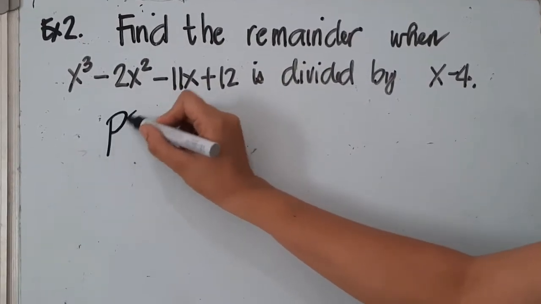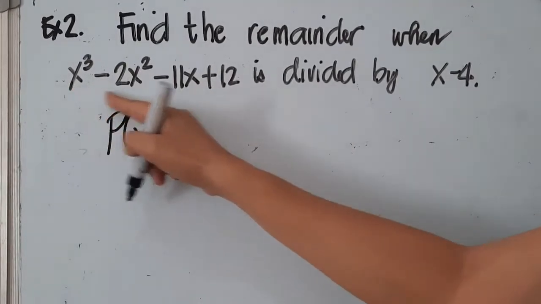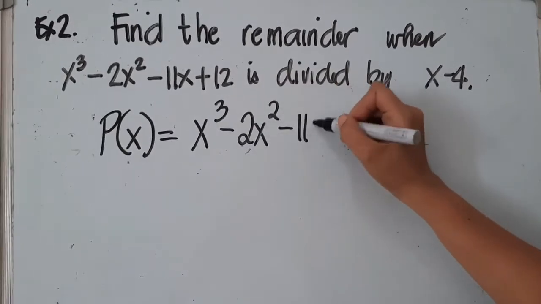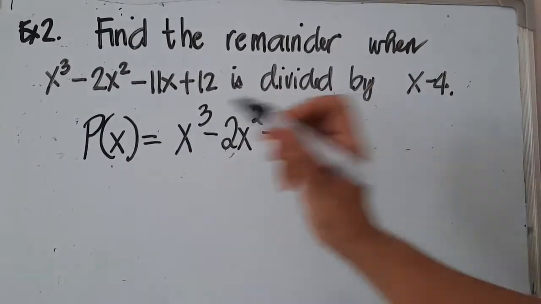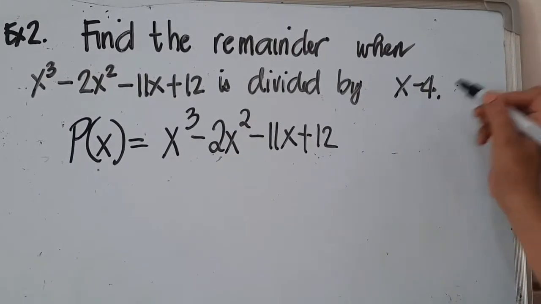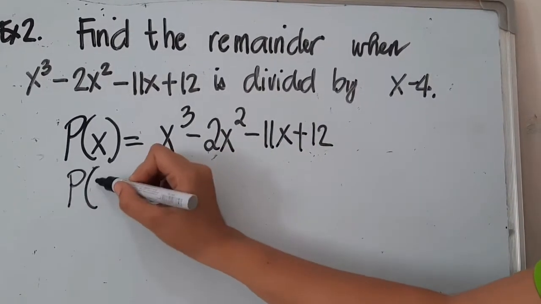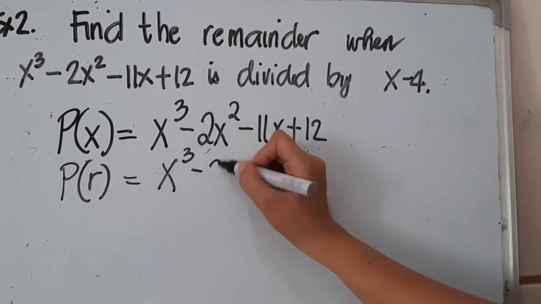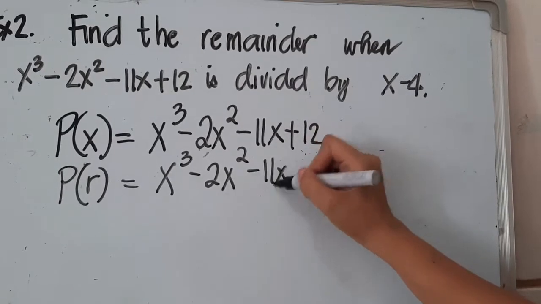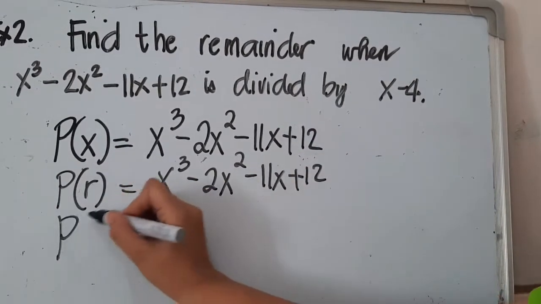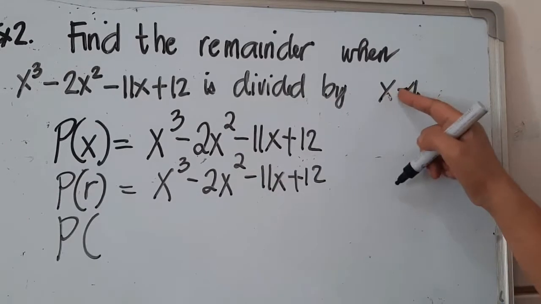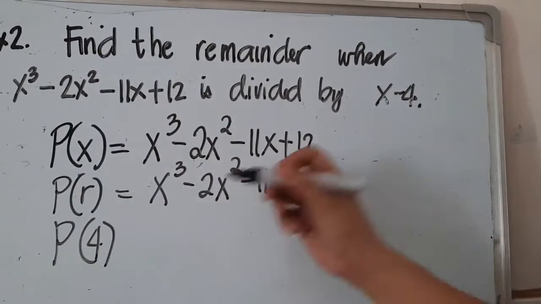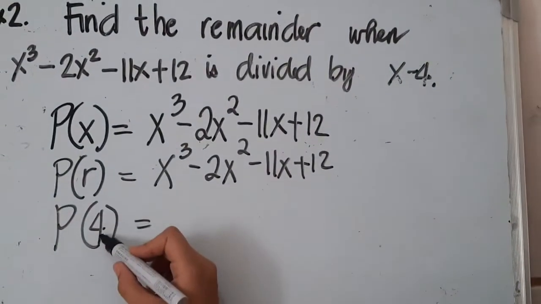Our polynomial p of x, our dividend, is x cubed minus 2x squared minus 11x plus 12, and our divisor is x minus 4. We have to solve for p of r here. Just copy x cubed minus 2x squared minus 11x plus 12. We substitute our divisor x minus 4 with x minus r, so automatically our r is 4. Did you get that? Okay. So the value of r is 4.